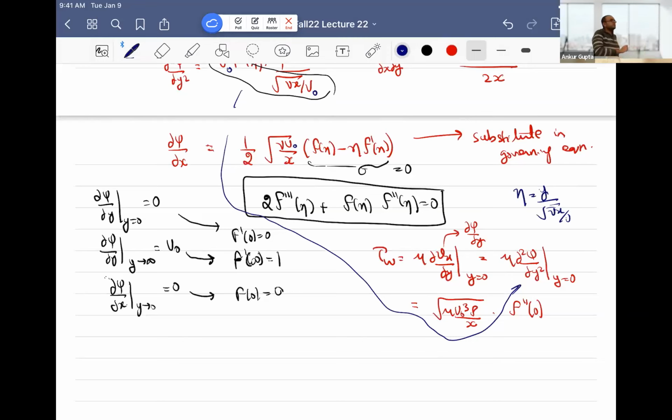Any questions at this point? Proportionality constant, absolutely. So it's a numerical correction to your scaling analysis, in a way.